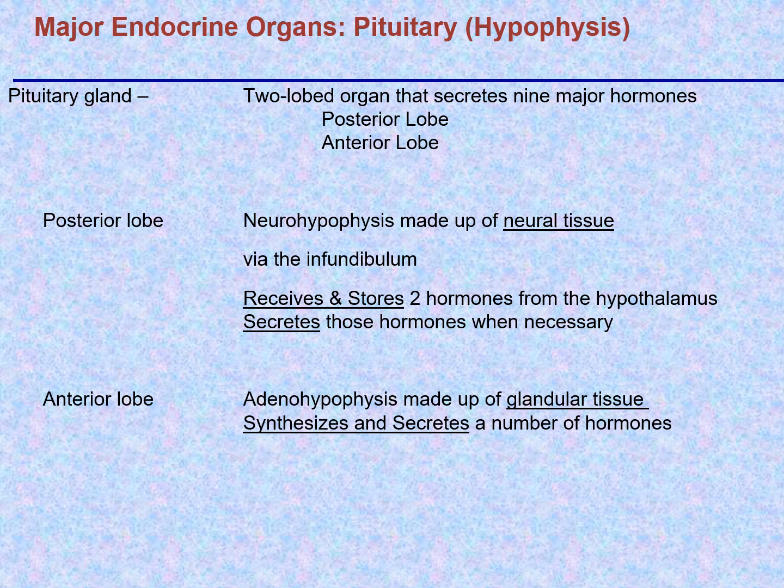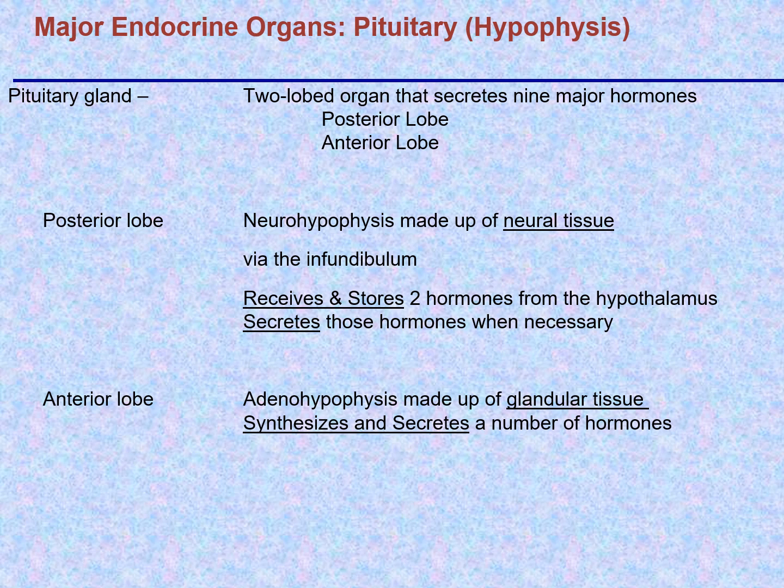Okay, this is Unit 4A, Part 2. We'll now start talking about the individual glands in the endocrine system and their nature and their products and how they regulate each other. The first gland that we'll talk about is the pituitary gland.